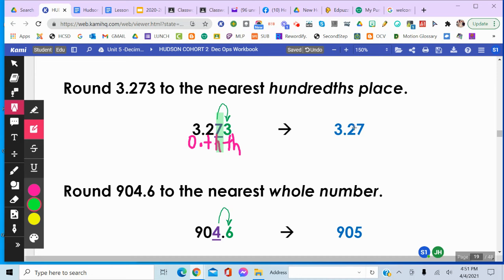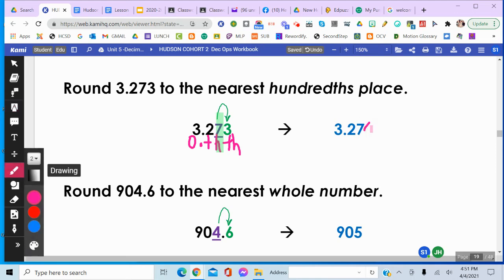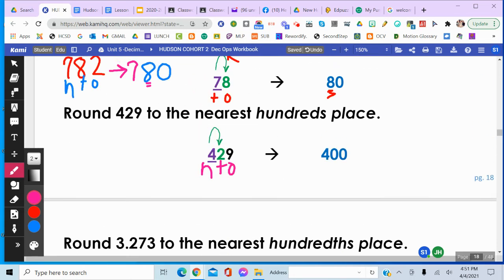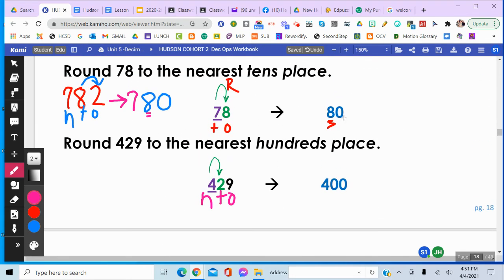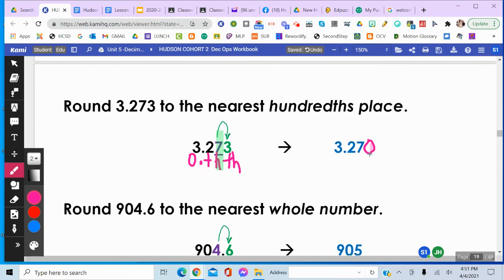So 3 and 27 hundredths. Or if you want to, you can keep that 0 on. Now, in a whole number, you have to keep the 0 on, okay? Because if I didn't put this 0 on here, it would just look like an 8. So when you're looking at whole numbers, those numbers have to turn to zeros. When you're looking at decimals, you don't have to put that 0 there because it's going to be equivalent either way, okay?